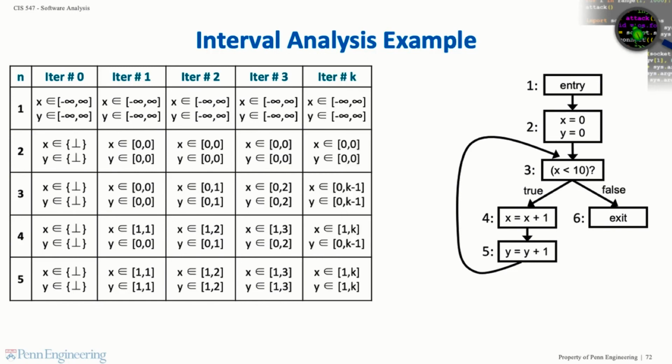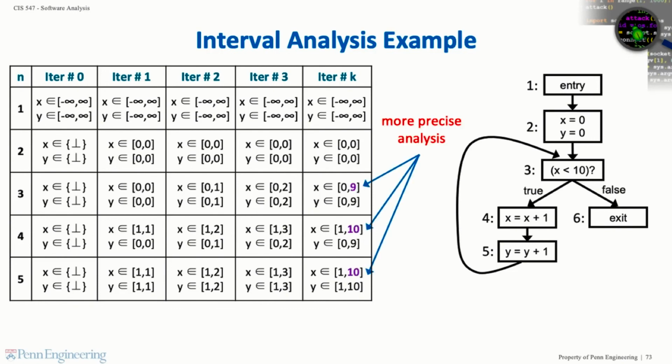The analysis repeats the process yet again. Let's envision the result of the analysis after k iterations. At this point, note that a more sophisticated set of rules for interval analysis, for example, one that distinguishes between true and false branches if the branch condition is simply a comparison between a variable and a constant integer, could produce more precise bounds. An example of such a condition is x less than 10 at node 3.